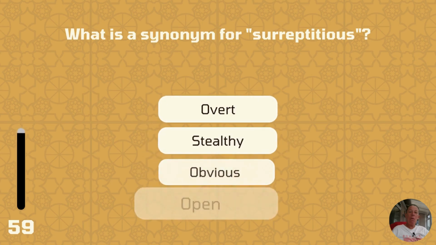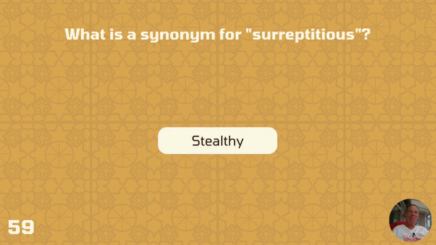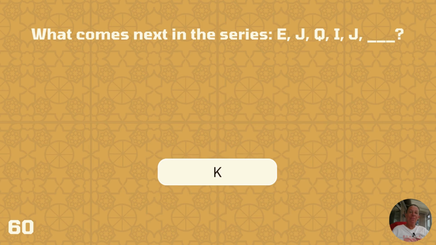What is a synonym for surreptitious? Overt, stealthy, obvious, or open? Surreptitious. Stealthy. What comes next in the series? E, J, Q, I, J, and then is it I, J, K, or L? It's K.